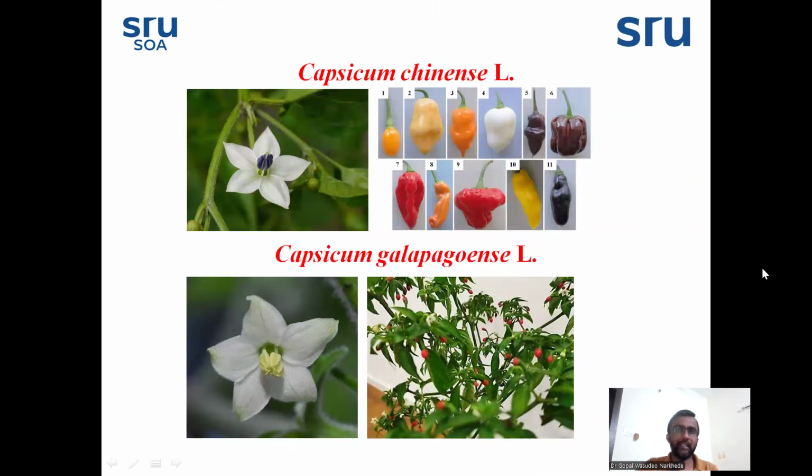Next is Capsicum chinensis. Here you can see 11 different fruit types in Capsicum chinensis, with shape, color, size, everything different. Then next is Capsicum galapagoense. Small fruits, you can see the fruits are like cherry tomato. Completely different structure.